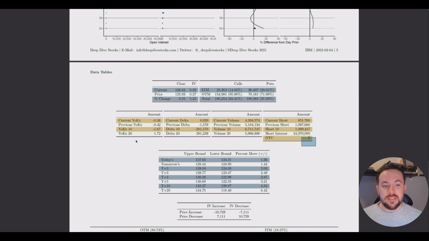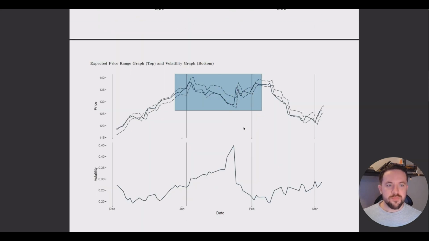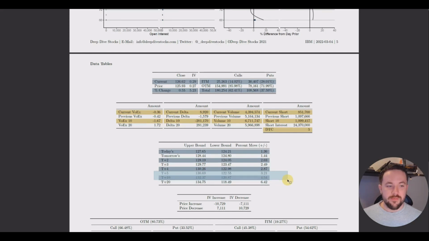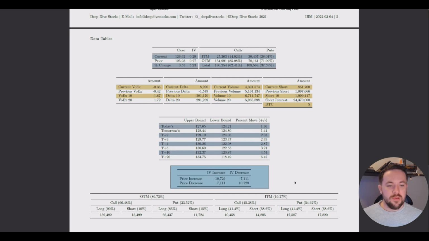Another thing to keep in mind is the expected price range. Again, these are just the numerics for the expected price range up here. We see in the next week, T plus 5, a plus or minus 3.21% move that would be reasonable within the market. So any daily move that is over 1.36 or under negative 1.36 would be a bigger than normal move, which may happen during earnings, so that's something to keep an eye out for as well. Hedging matrix is healthy.